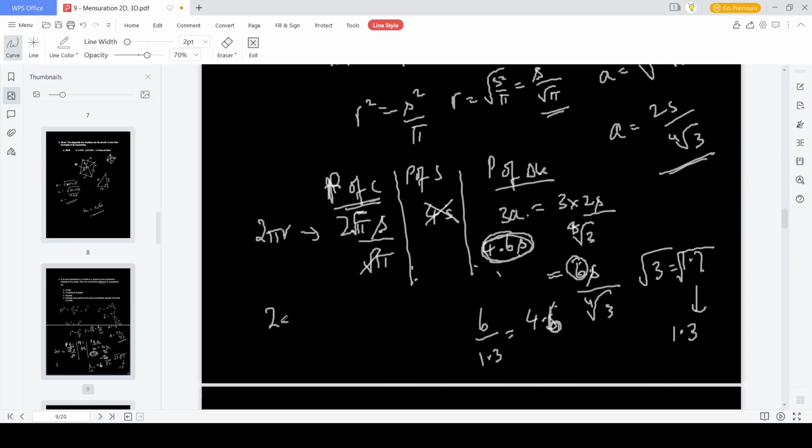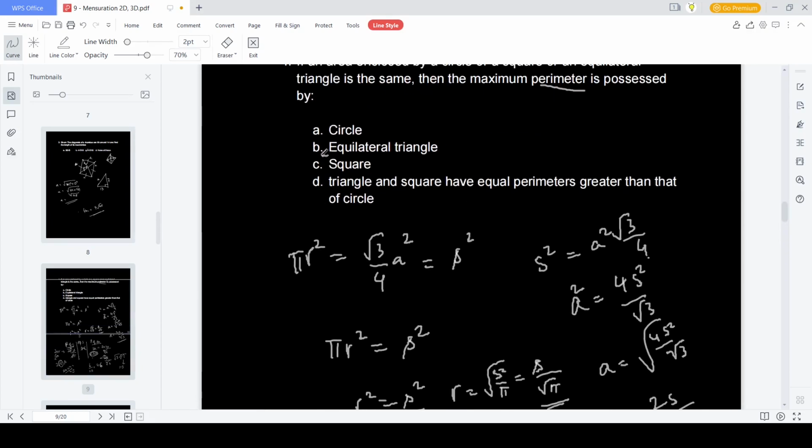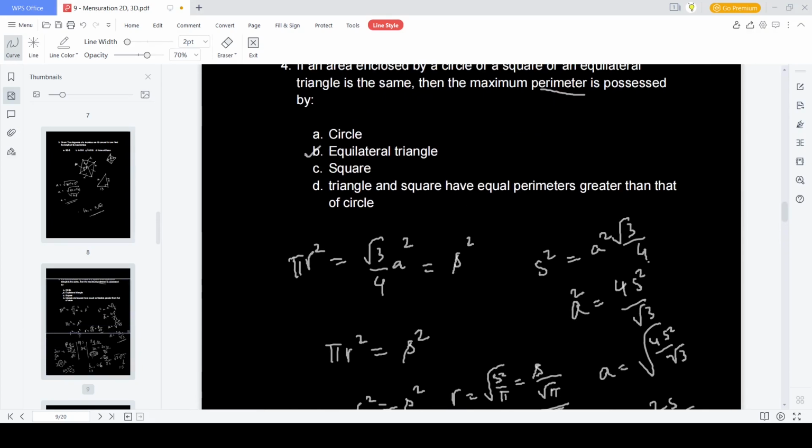Let's check for this. 2 root pi into s is nothing but, see, root pi is what? Root of 3.14. 3.14 can be assumed as 1.7 roughly, so you get 2 into 1.7. This is 3.4. Hence the perimeter of the triangle will be the maximum, the equilateral triangle.